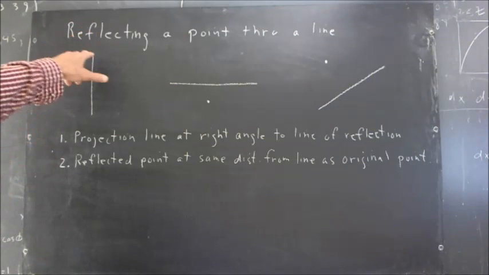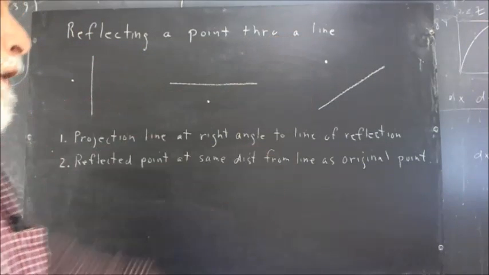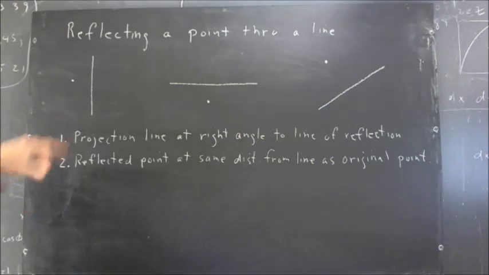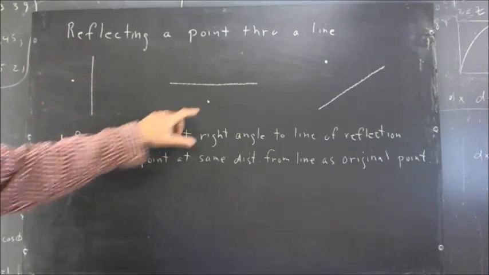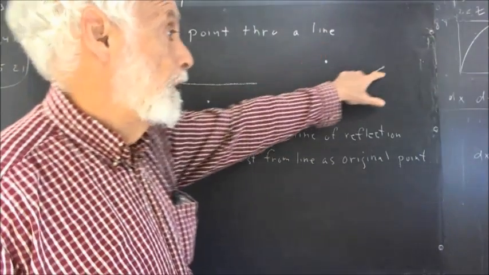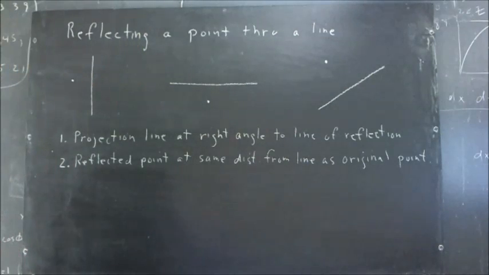We want to talk about reflecting a point through a line. So I've got a point and a line here, a point and a line here, a point and a line here. To reflect a point through a line, I've got the two rules here. I'm just going to demonstrate them, then I'll read the rules to you.